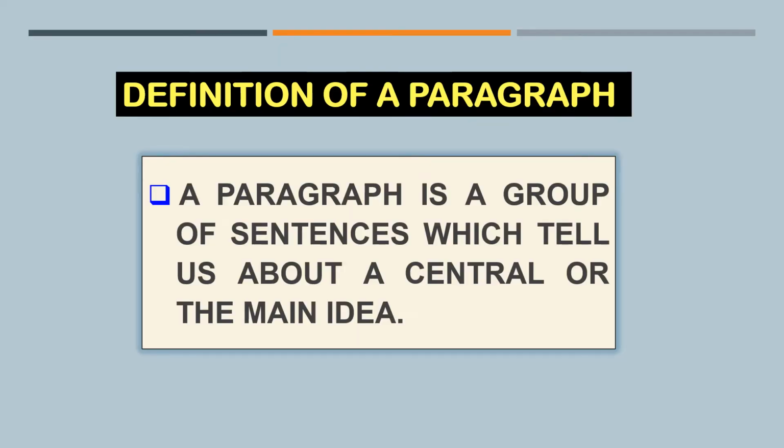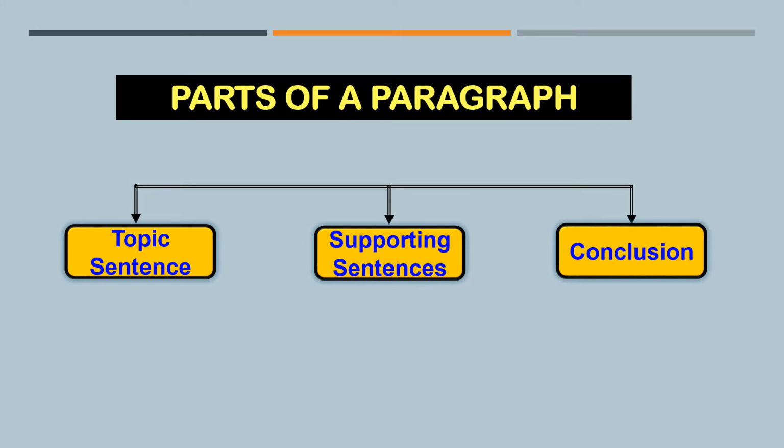So, definition of a paragraph. A paragraph is a group of sentences which tell us about a central or the main idea. So, paragraphs are sentences put together that talk about a main or a single idea. Parts of a paragraph. So a paragraph has basically three parts. The first part is the topic sentence, then comes the supporting sentences, and then we go to the concluding sentence or the conclusion.